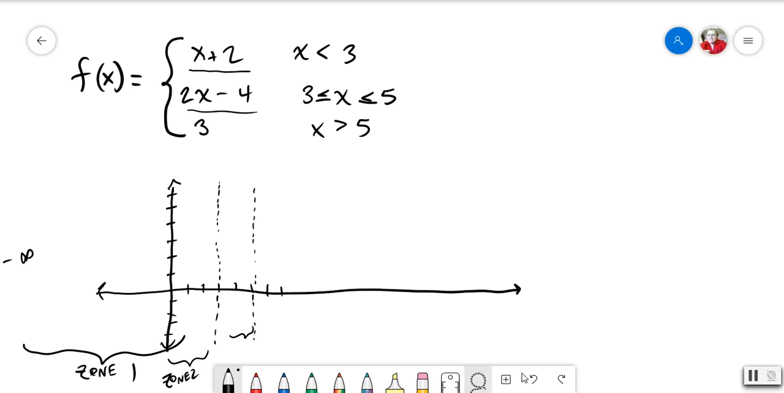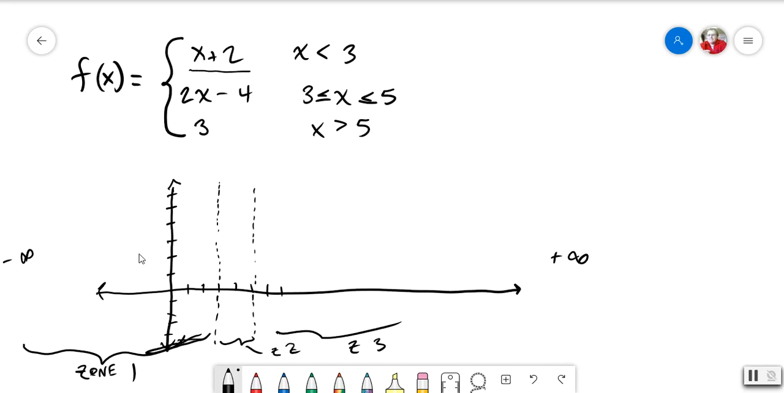2. Actually, I drew that wrong. Zone 2 is actually a Z2. And this I should have taken all the way over there. Okay. Then zone 3 is all the way from here out to positive infinity.